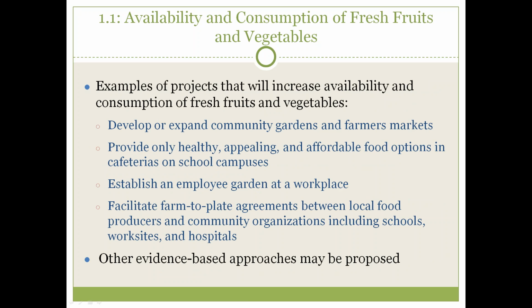And examples of some of the projects that will increase the availability and consumption of fresh fruits and vegetables that might give you some ideas. One is develop or expand community gardens and farmers markets in the community. Another one is provide only healthy, appealing, and affordable food options in cafeterias on school campuses. Establish an employee garden at a workplace. Facilitate farm-to-plate agreements between local food producers and community organizations, including schools, worksites, and hospitals.